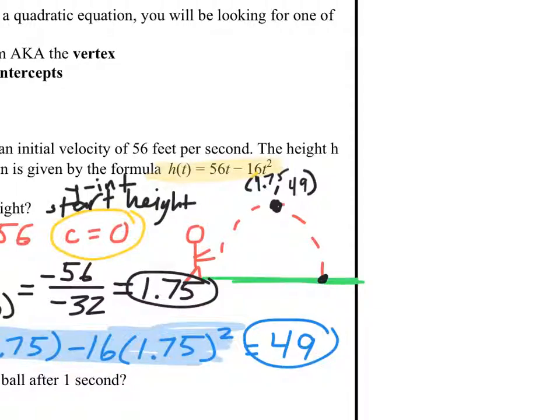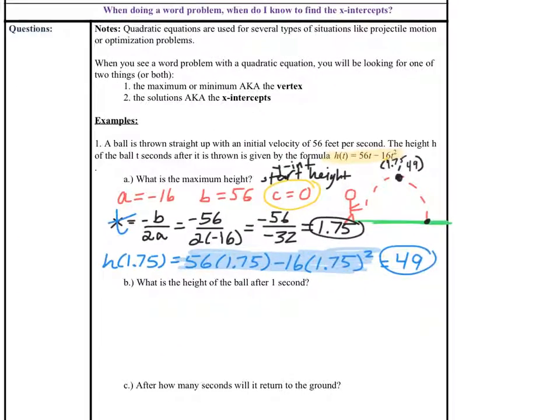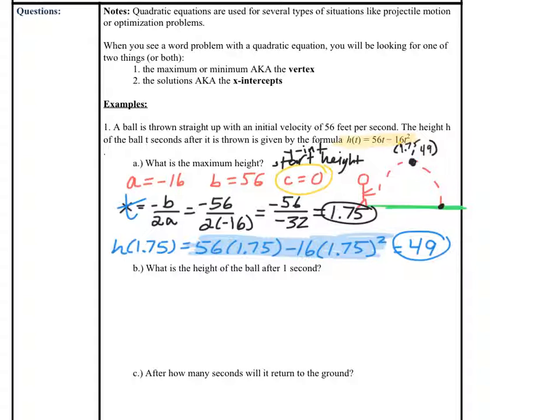The question is, which of these numbers is the maximum height? What do you guys think? 49. The 49, because h is the height. And so when you solve for the y value, you're solving for the height. The x value, or t, is time. So after 1.75 seconds, the height is 49 feet. So maximum height is 49 feet.